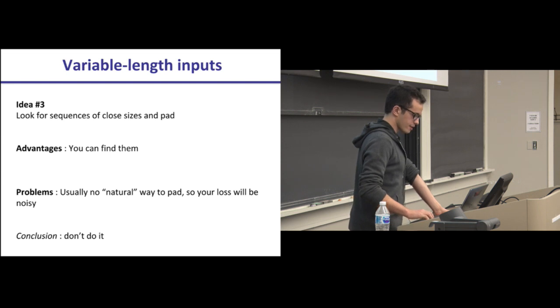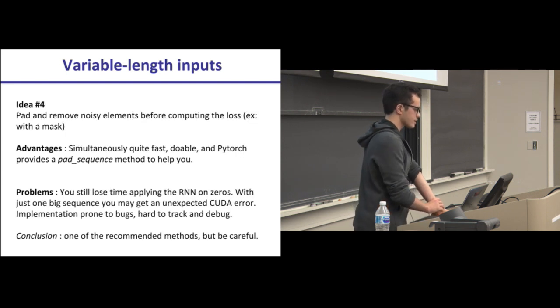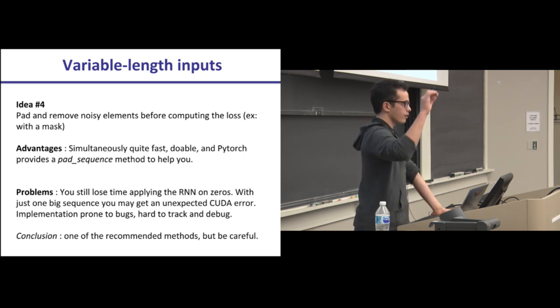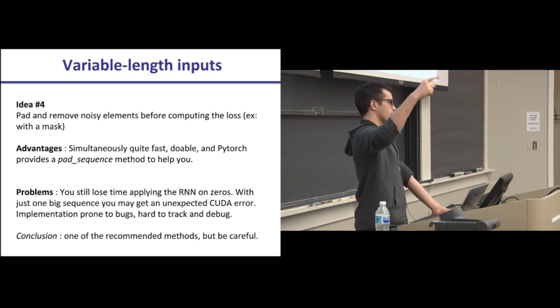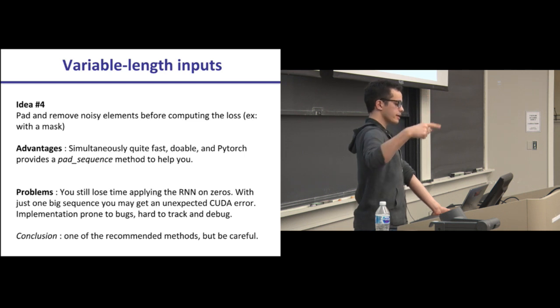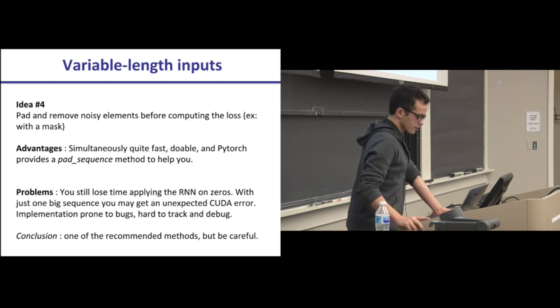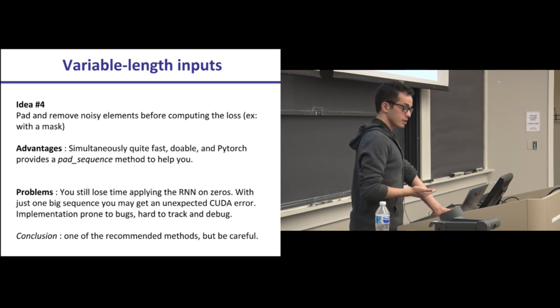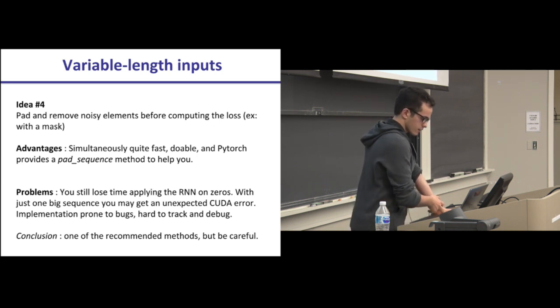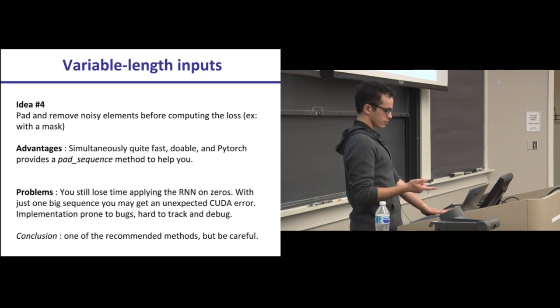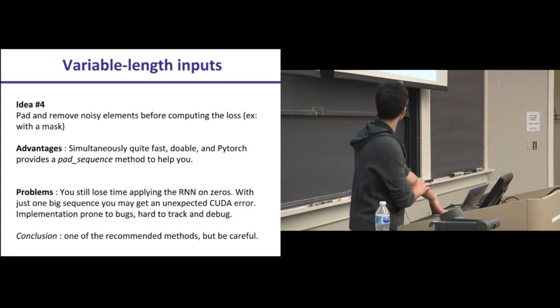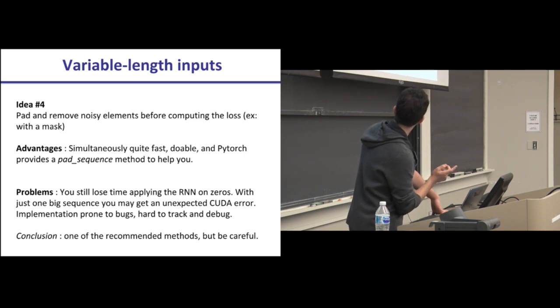But when you pad, before you backpropagate, you can remove all the elements that have been predicted thanks to the noise. Just zero that and not use it in the actual loss, so that when you backpropagate, you're going to learn on everything that you did except for this noisy part. So that's not so easy to do, but it's actually one of the good ideas. PyTorch provides you with a pad sequence method that we're going to see later that can help you with that.